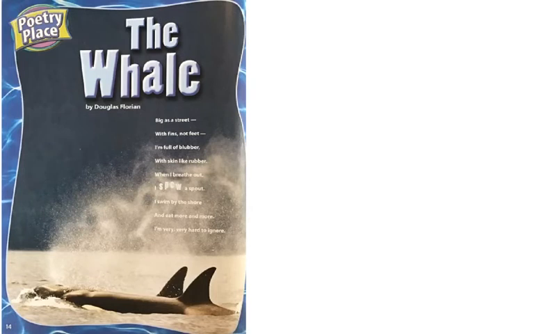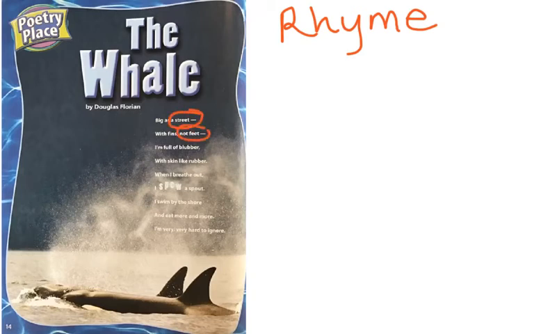I want to talk about a couple of things that you might notice in this poem. The first thing I notice in this poem is rhyme. You can see that the end words in the stanzas rhyme. We have street and feet. We have blubber and rubber. And we have out and spout. And we have shore, more, and ignore. And those are examples of rhyme.